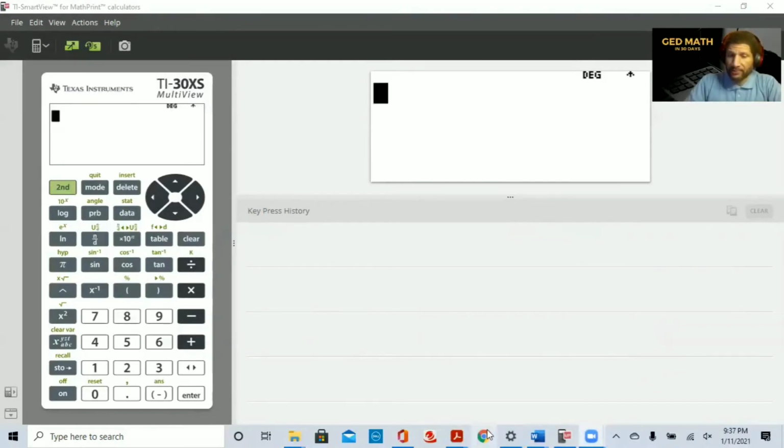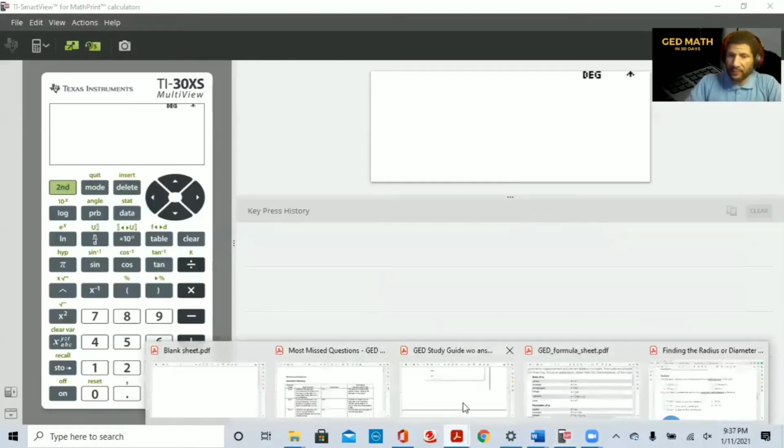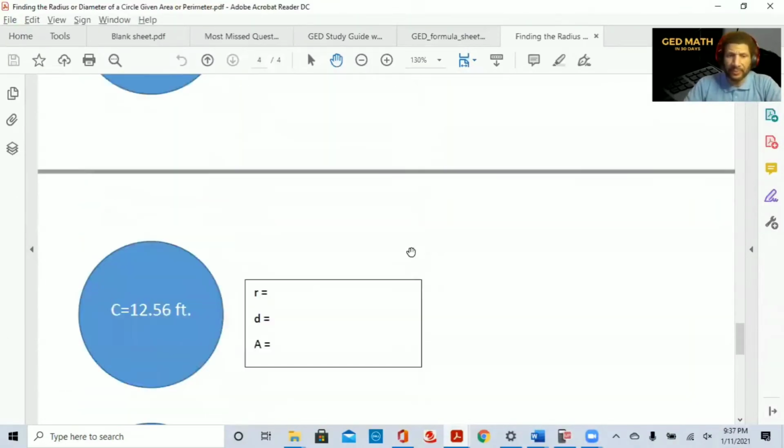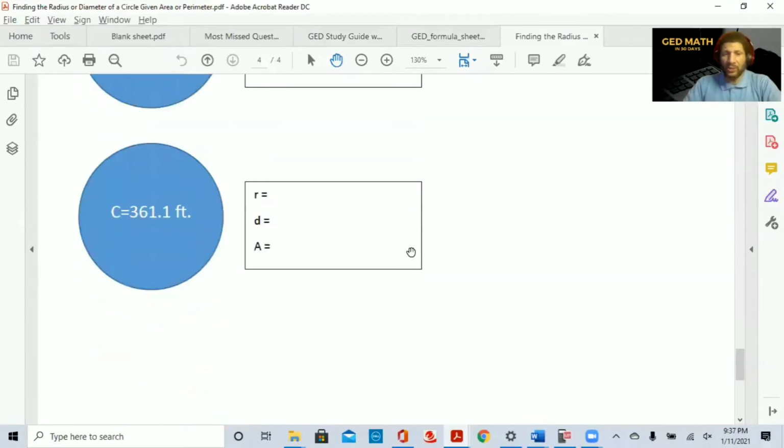And let's find a problem. Oops, I didn't mean to hit Chrome. I apologize. Okay, so let's find our worksheet here. Let's do this second problem where the circumference is 361.1 feet.